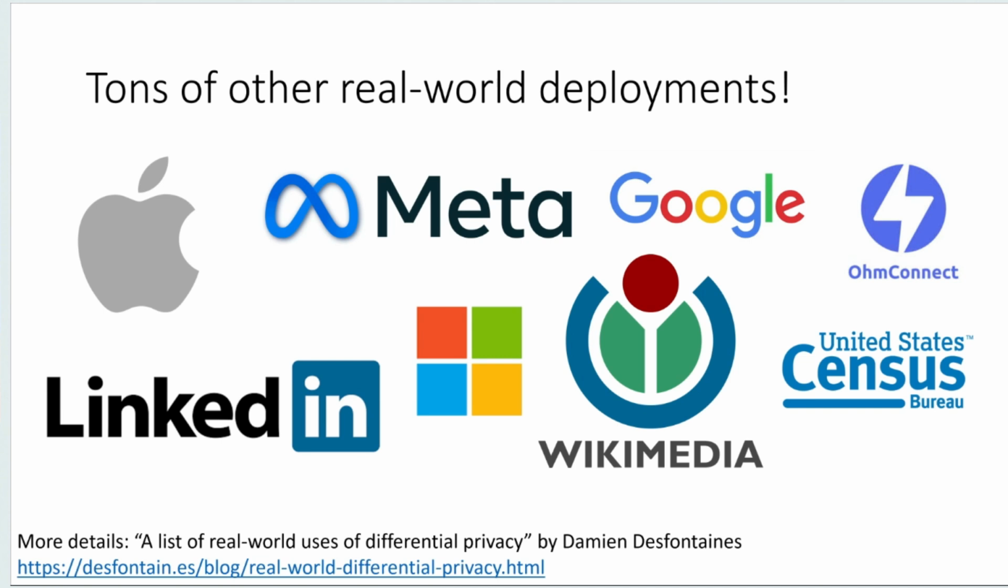And these are by far not the only applications of differential privacy in the real world. Organizations like Apple, Meta, LinkedIn, Microsoft, and so on have all used differential privacy in practice. If you are interested in more details, check out this very nice and comprehensive blog post by Damien Desfontaine, which goes into a lot more detail on all of these.